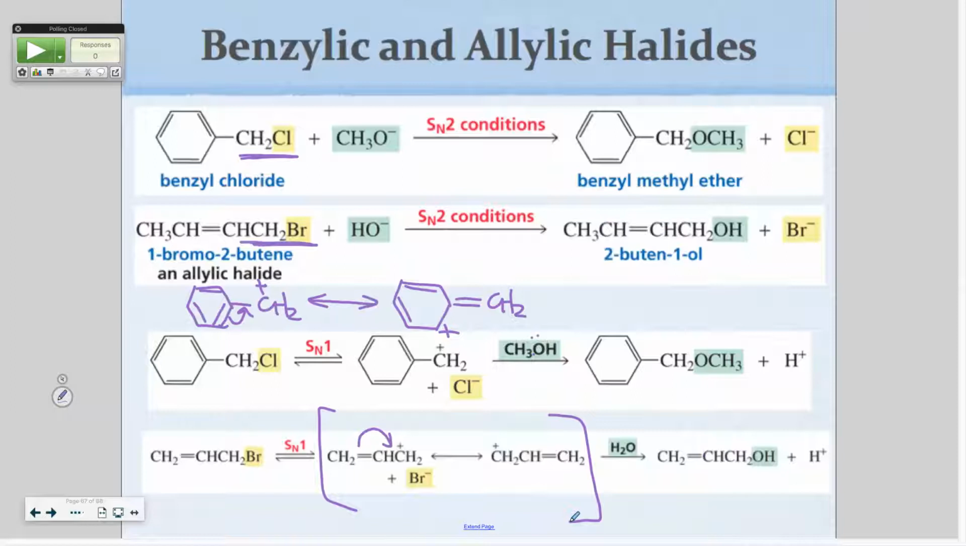These are both solvolysis. Solvolysis is where the solvent serves as the nucleophile.